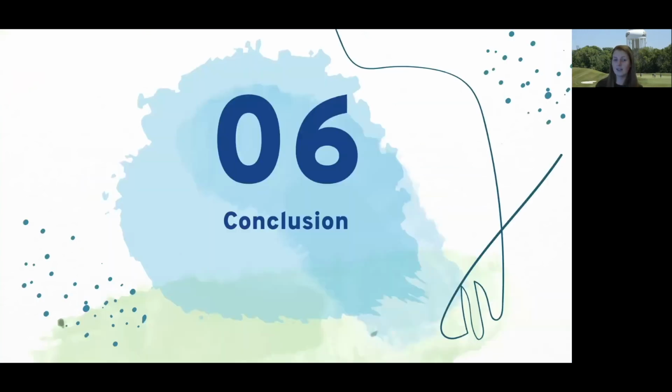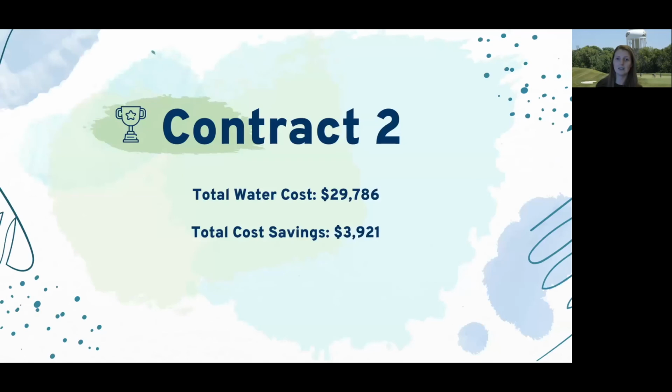But at the end of the day, the true thing that we care about is what is going to be the less expensive option for XYZ Corporation. And we see that that is contract 2, with the total water cost of $29,786 and the total cost savings of $3,921.